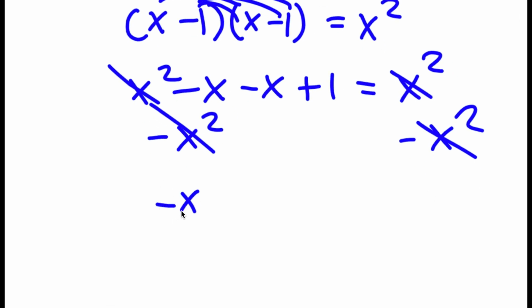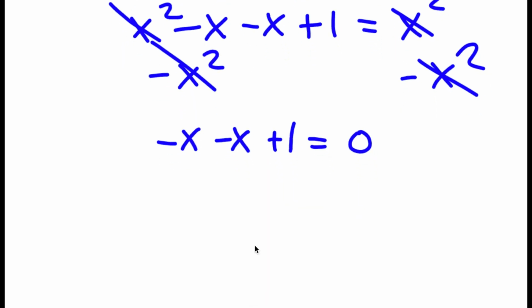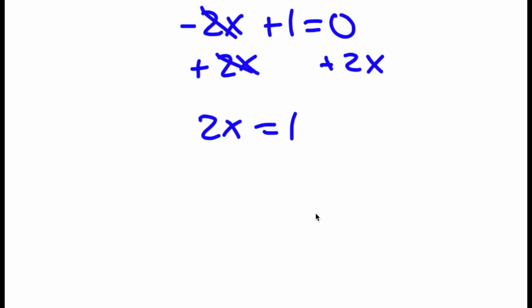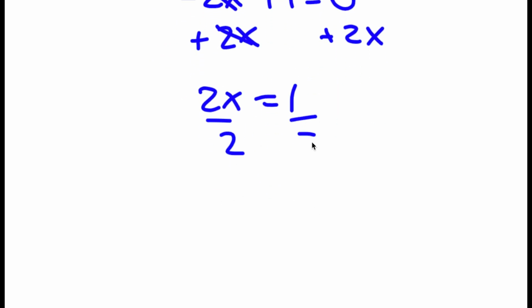So now I have negative x minus x plus 1 is equal to 0. Now negative x minus x is negative 2x. So I have negative 2x plus 1 is equal to 0. Meaning now I can add 2x on both sides. So then these two cancel out, and I get 2x is equal to 1. Meaning x is equal to 1/2.